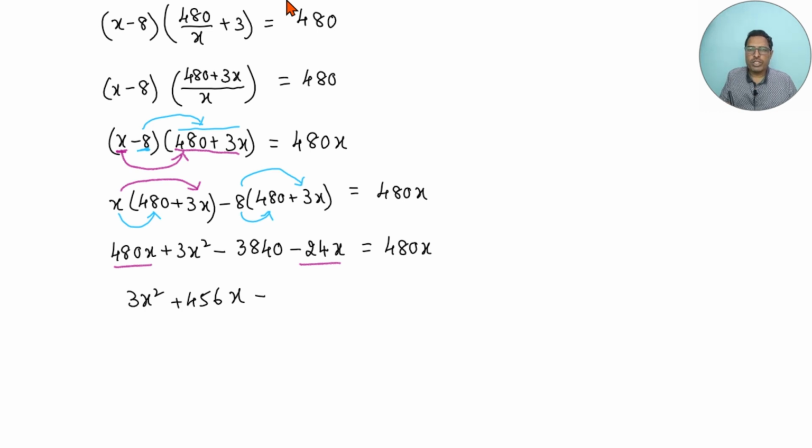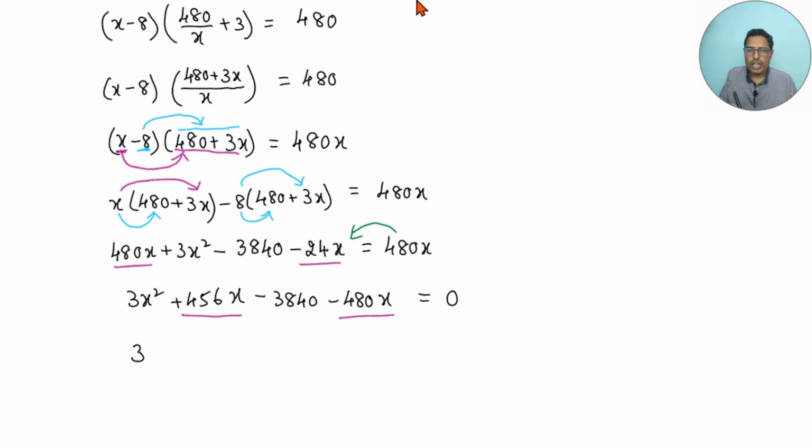Then this constant, minus 3840. But we are having one more x over here, 480x. Let me take this 480x on the left hand side. So what happens is the positive value will become negative value. It becomes minus 480x, equals 0. So we still have this x value, 456x minus 480x. We need to subtract it: 480 minus 456. Subtract and let me know what we get.